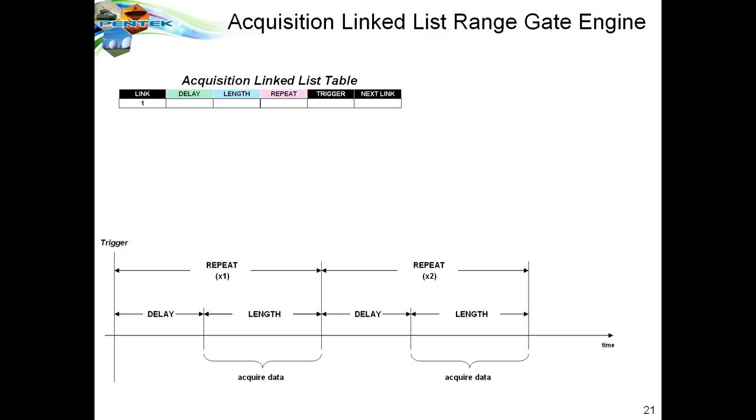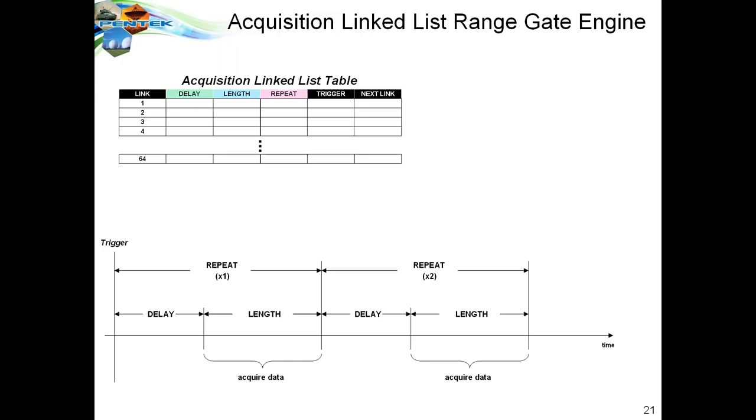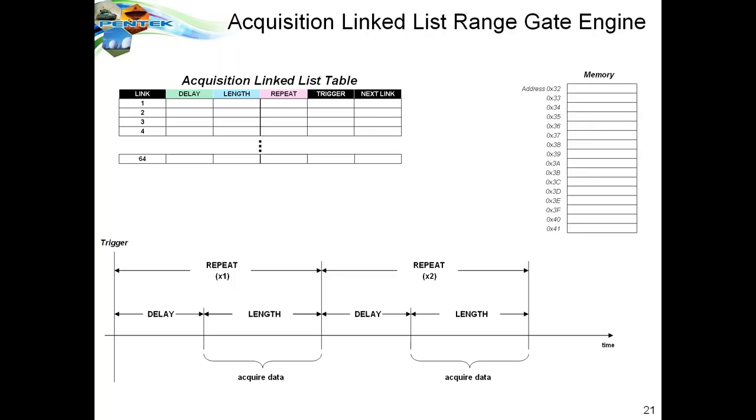We can tell the system whether or not to wait for a trigger, and then what to do for the next link. And like the waveform generation table, the acquisition linked list table also has 64 entries to have 64 different types of range gates automatically sequenced according to the next links that you put in.